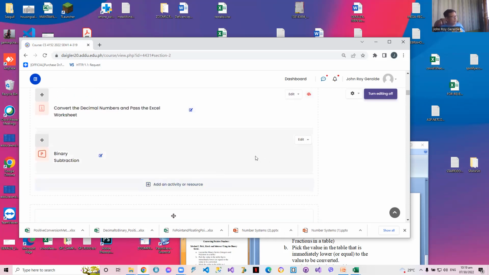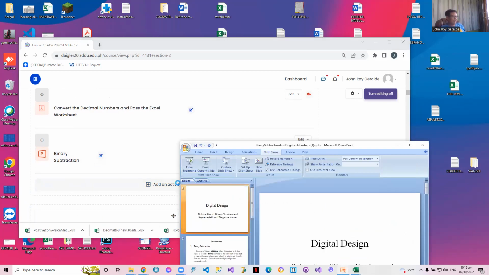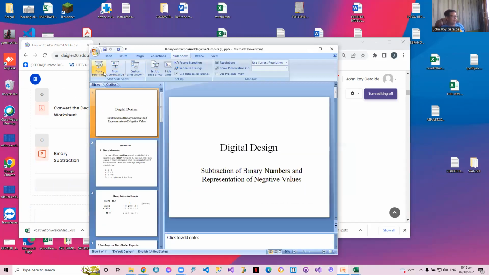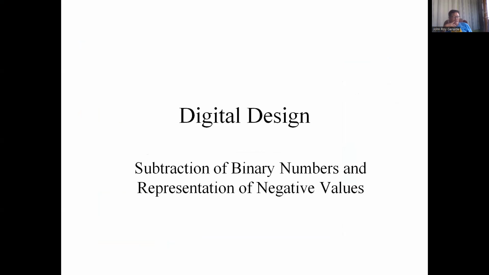Any questions? So let's proceed to the next topic, binary subtraction. That will be our last topic for today, no? Anyone knows how to do this? How do we subtract binary numbers? And how do we represent negative values?